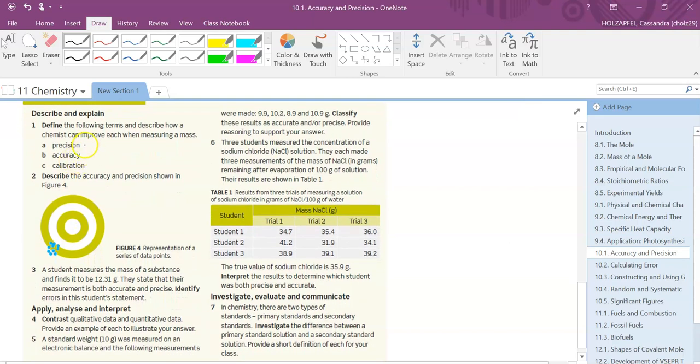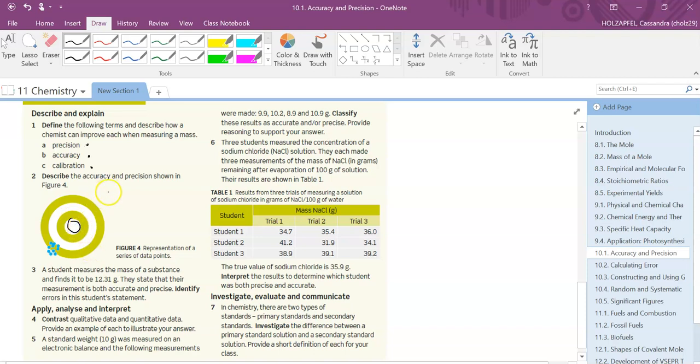Okay, so let's have a go at some of these questions now. I want you to go through and actually define these three terms as part of your vocabulary list. I'm not going to do that question for you, but let's have a go at question 2. Describe the accuracy and precision shown in figure 4. You can tell me that it's highly accurate, highly precise, or you could tell me that it's not very accurate or not very precise.